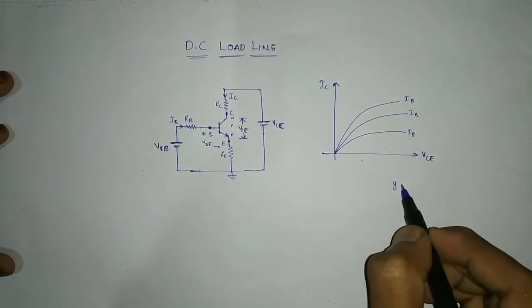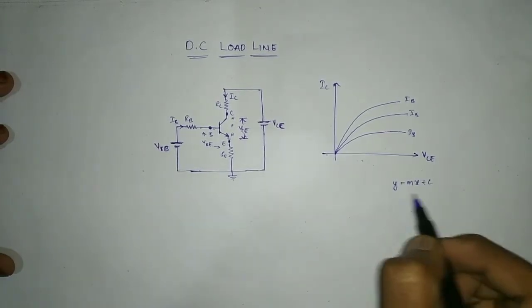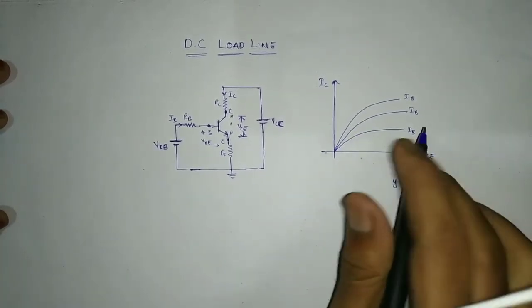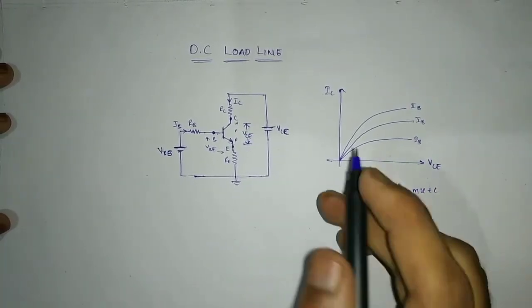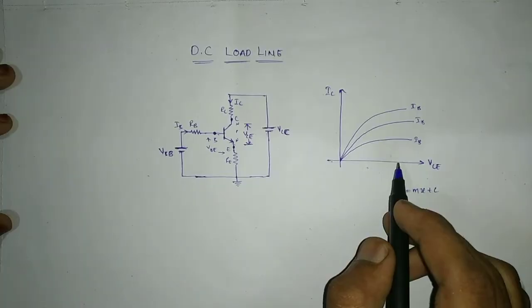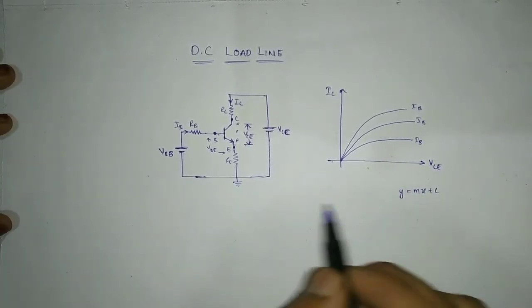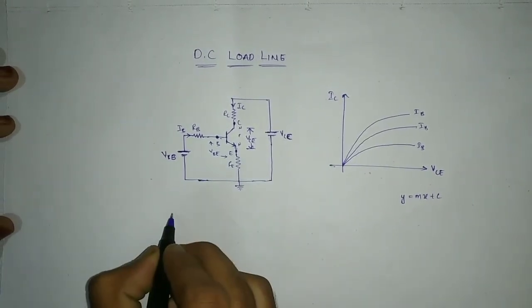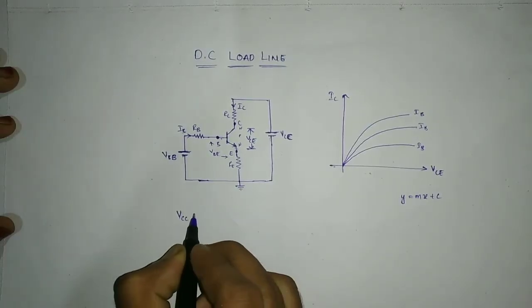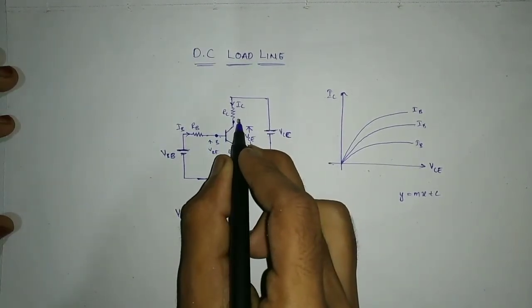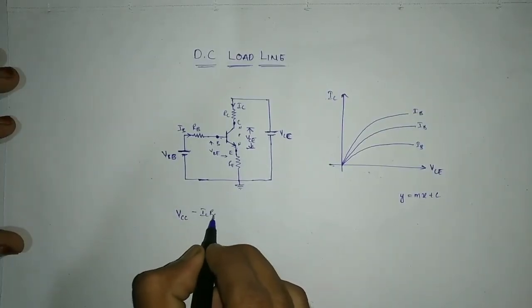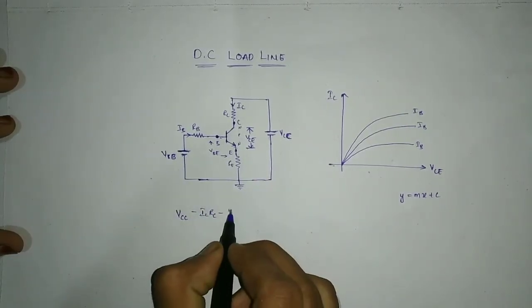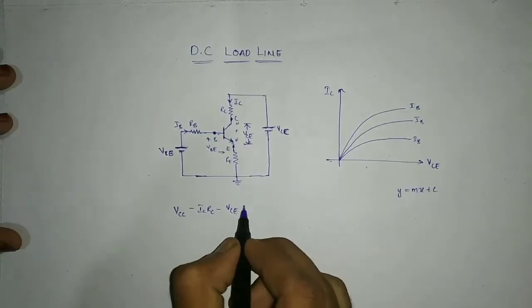find the equation, that is y is equal to mx plus c, in this form. From this we can find the 2 points of the line, that is the 2 extreme points of the line. With those 2 extreme points we can join a line between them. To find the line, we have to apply KVL at the output loop. The KVL equation at the output is VCC minus the voltage drop across the resistor, that is ICRC, minus the voltage drop across the collector to emitter junction, that is VCE, equal to 0.